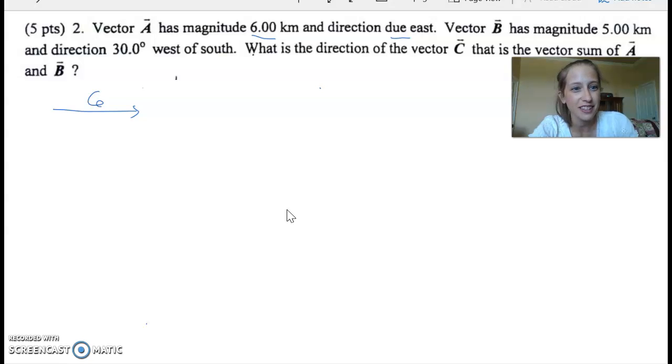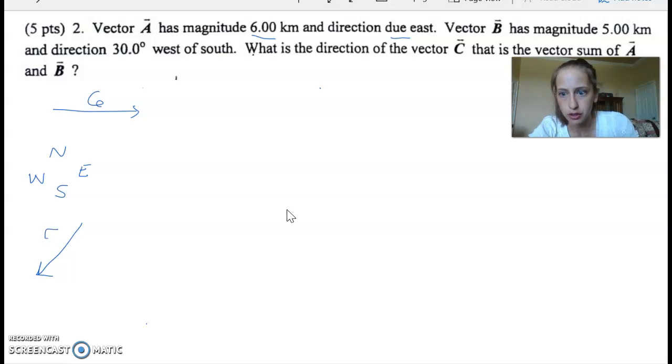Done. Vector B, it is 5 kilometers and it is 30 degrees west of south. West of south, what does that mean? Never eat soggy waffles? Or never eat slimy worms? Or whatever. West of south. So we start at south and then we go a little bit west. Okay, so we're at this angle.